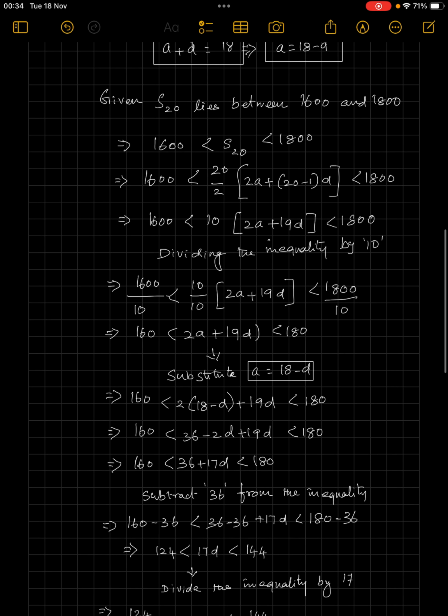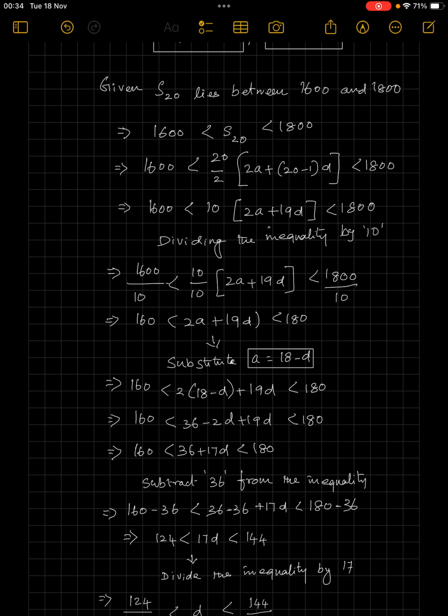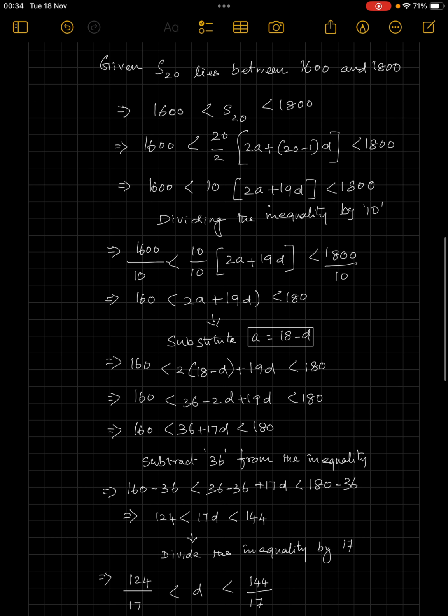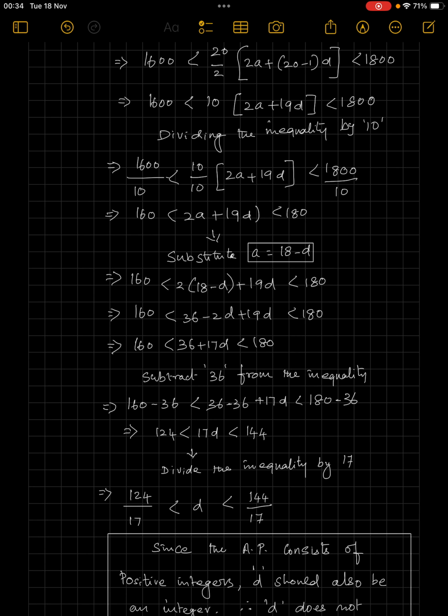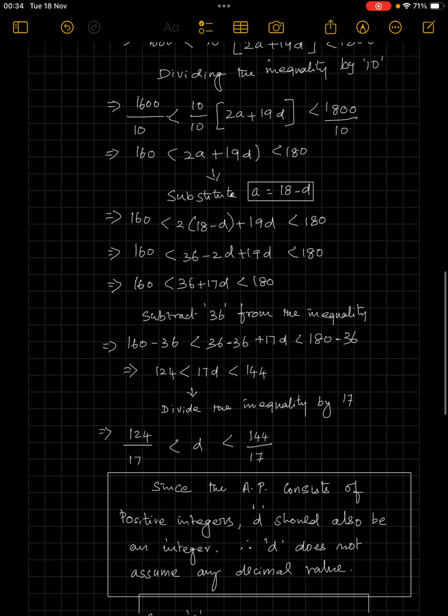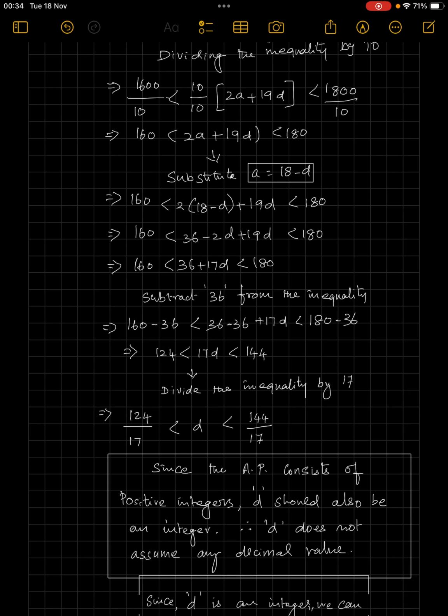And you just see the screen. We get up to this: 2a plus 19d lies between 160 and 180. And we already know a is equal to 18 minus d. Substitute this value 18 minus d in a, and we get 36 minus 2d plus 19d lies between 160 and 180, or 36 plus 17d lies between 160 and 180, and we subtract 36 from the inequality. So we get 17d lies between 124 and 144. Up to this point it's a free flow, it's plain, not an issue.